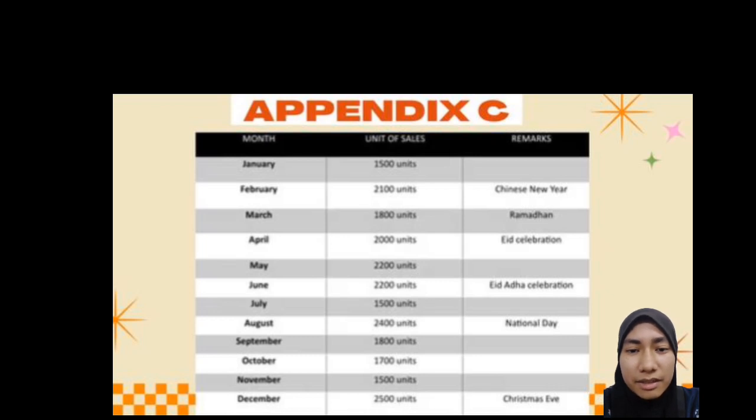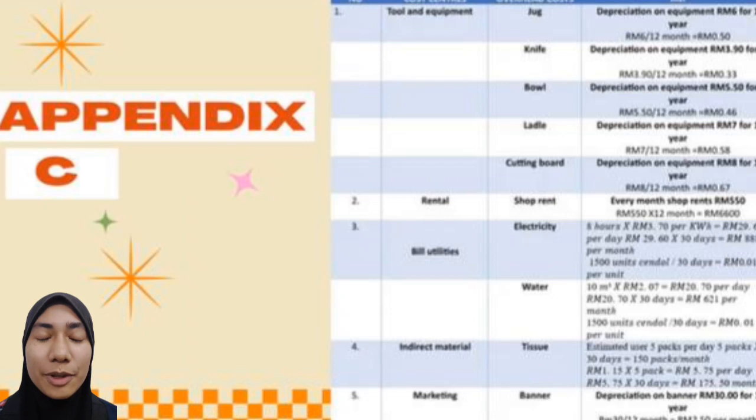In September, it increased by 300, which is 1,800 units. October, 1,700 units. November, 1,500 units. And December is 2,500 units because of Christmas Eve. In the second slide of Appendix C, we will see the cost centers of the company.